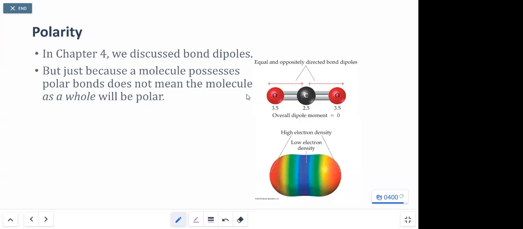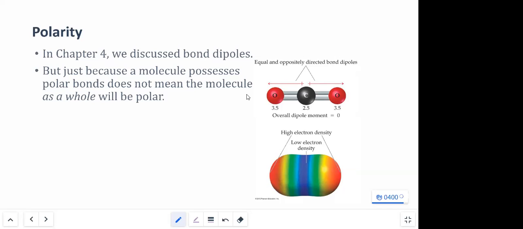All right, let's talk about polarity then. Now, we've discussed already in chapter 4 the concept of bond polarity, the idea that there is uneven sharing of electrons inside of bonds. And that uneven sharing of electrons inside of a bond can create a bond dipole. That is an area inside of the bond where the electron concentration is higher, and an area inside of that bond where the electron concentration is lower.